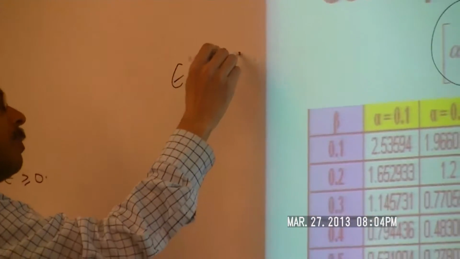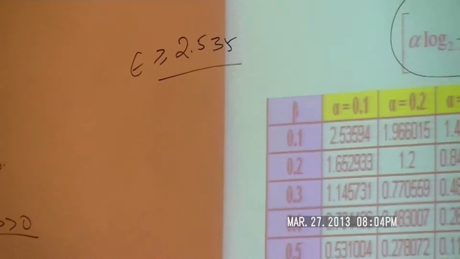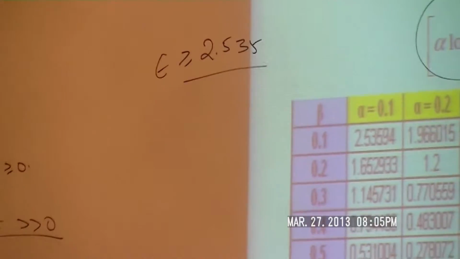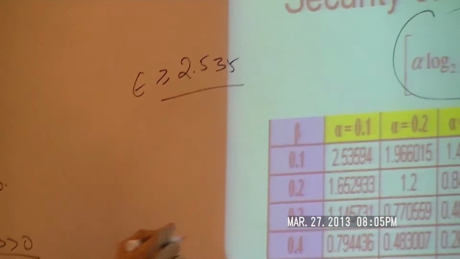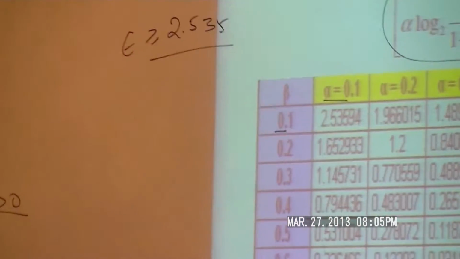Because it means epsilon has to be greater than or equal to what? And I say this left hand side evaluates to 2.535, it means epsilon has to be greater than or equal to something like that. So it cannot be below 2.535, so that's at least 2.535. That's what it means, right? So this we have observed for what? Alpha plus beta is 0.2, right?